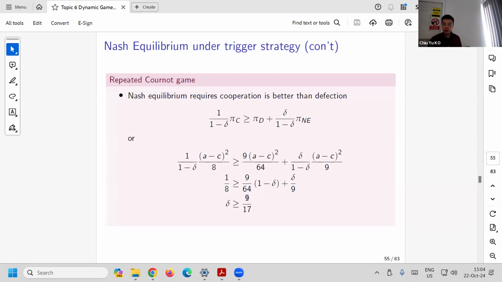So that already tells you the trigger strategy, right? As long as people are patient, this can be sustained. There's nothing new there, just the prisoner's dilemma idea. Okay.